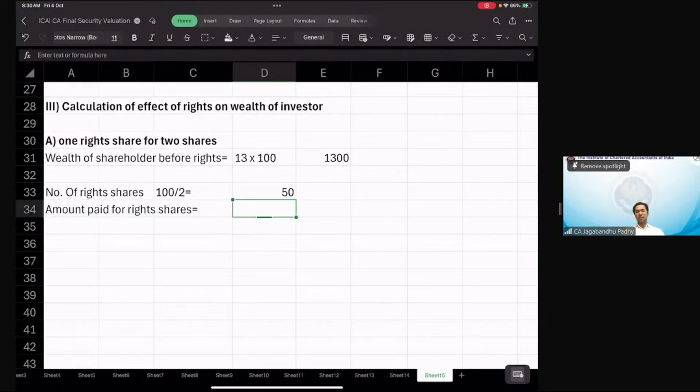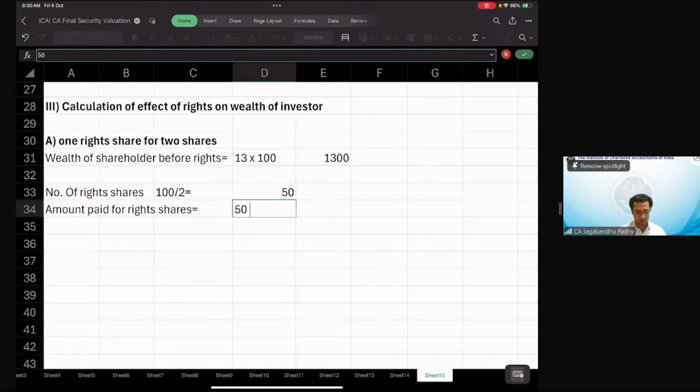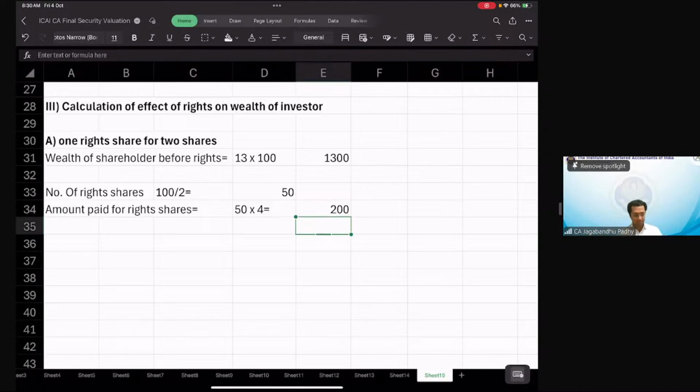What is the amount paid for right shares? Can I say 50 multiplied by 4 rupees per share? So we have paid 200. So the amount that we are paying for right shares is 200. Correct? So the amount paid for rights shares is 200.